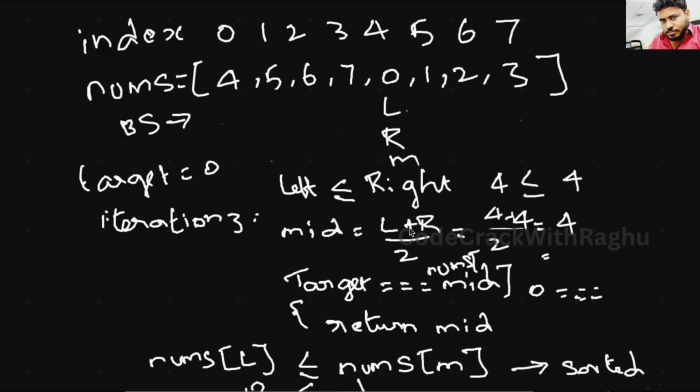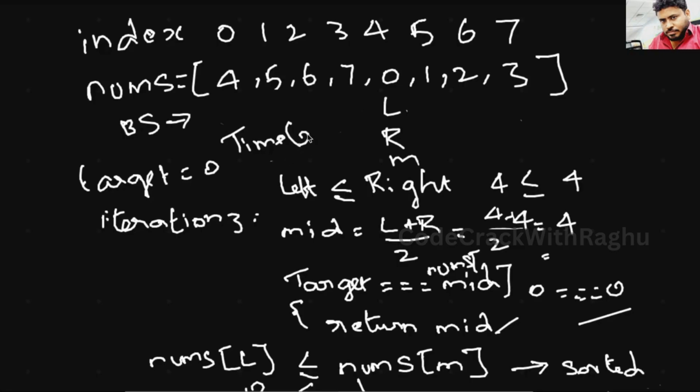Now we need to see if the target is equal to nums of mid. Target is 0. Nums of mid will be nums of 4, and nums of 4 is equal to 0. So the condition is satisfied, and it will return mid. Mid is 4, so 4 is our output. We got the output in 3 iterations through binary search.